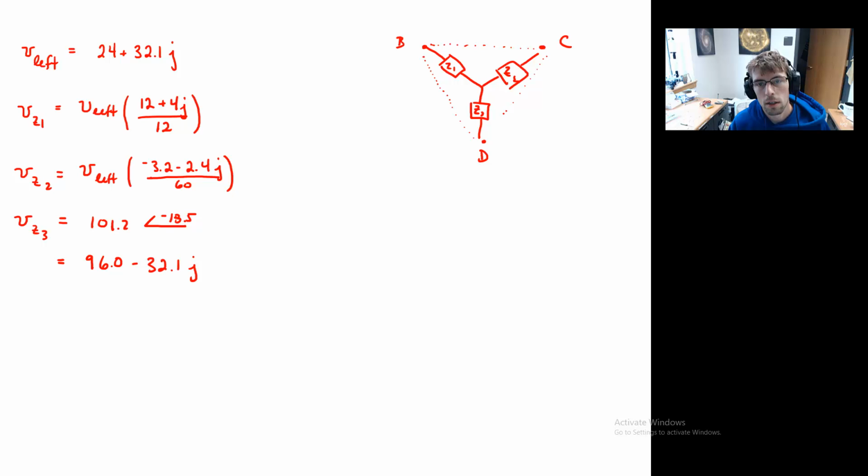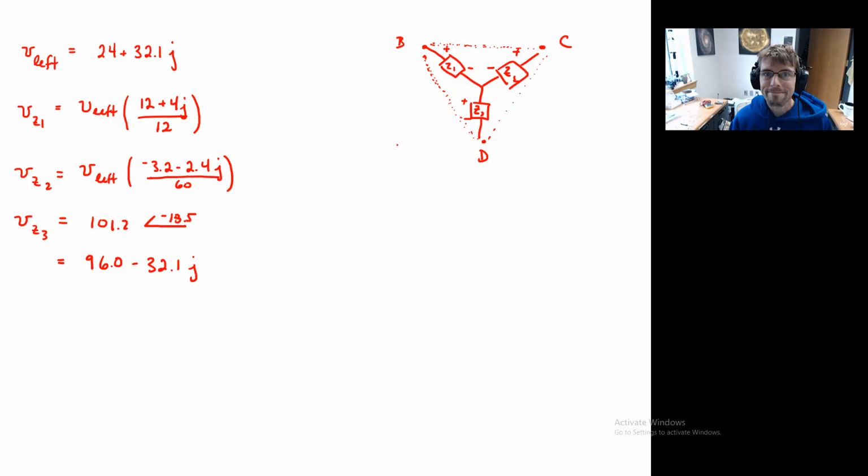Right? So we see that the drop between B and D is the Z1 plus Z3 drop. C and D is the Z2 and Z3 drop. And of course, B and C is the difference, Z1 and Z2. Here we have the difference because you could think of this as going from high to low, high to low, high to low. So going this route, for example, we would add them, but going across the center route, we would subtract.